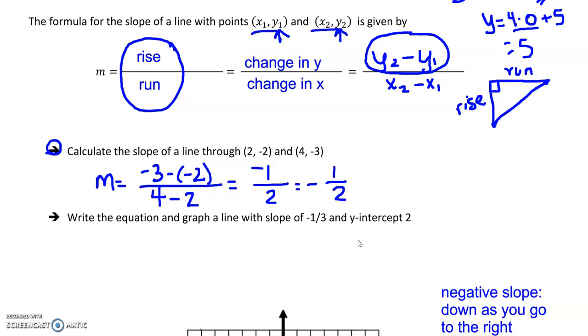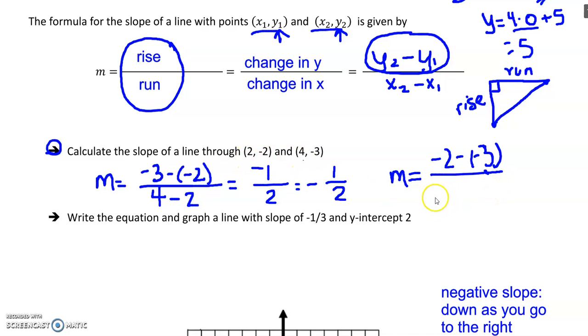Now, a question I always get here is, does it matter what order I subtract my x's and my y's? And the answer is no, but you have to be consistent. So if in the top I decided instead of taking the second y minus the first y, I took the first y minus the second y, that's okay. The y's have to go on top. You can't change that, but you can change the order. But the rule is if you change the order on top, you have to change the order in the bottom.